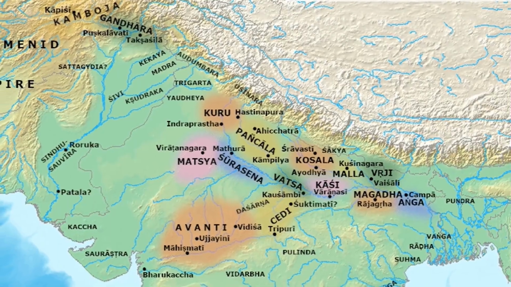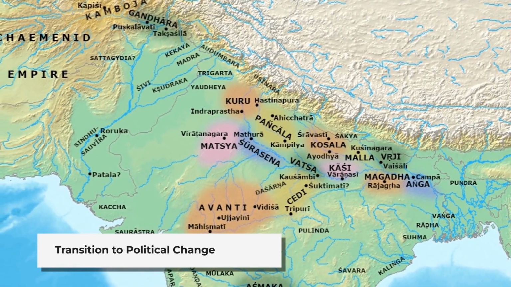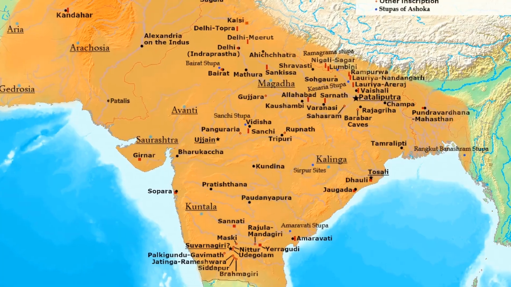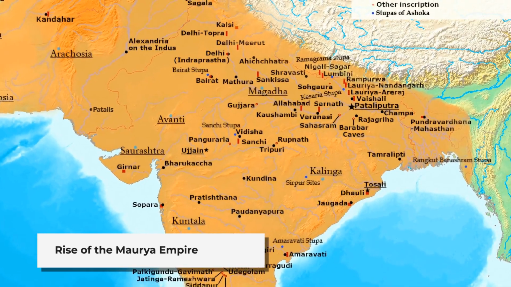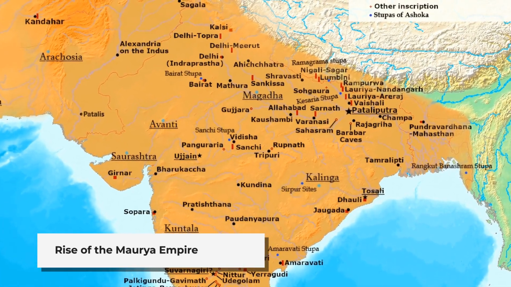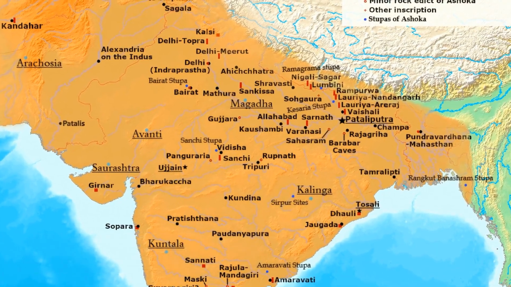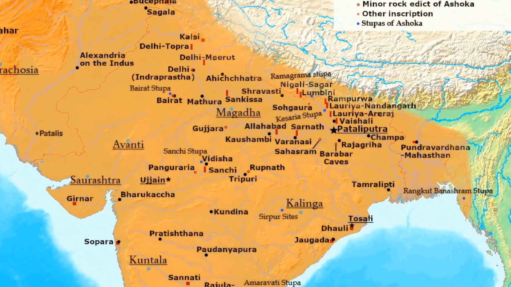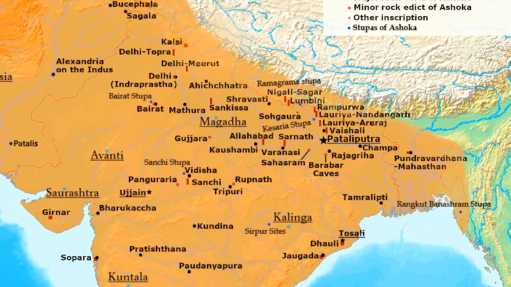As the Vedic age drew to a close, India entered a period of significant political and social change. This era saw the rise of powerful dynasties that would shape the subcontinent's destiny. One of the most notable early dynasties was the Maurya Empire, which reached its zenith under the rule of Ashoka the Great in the 3rd century BCE.